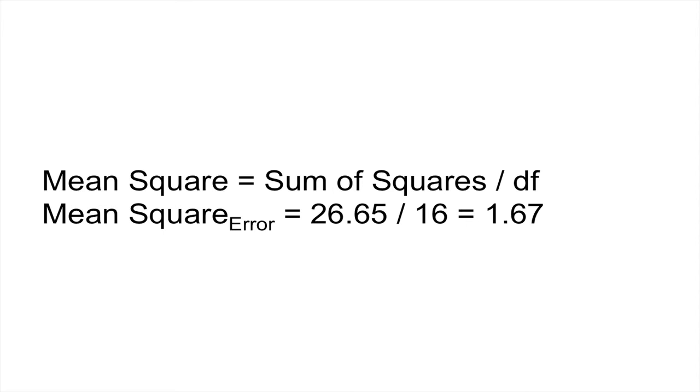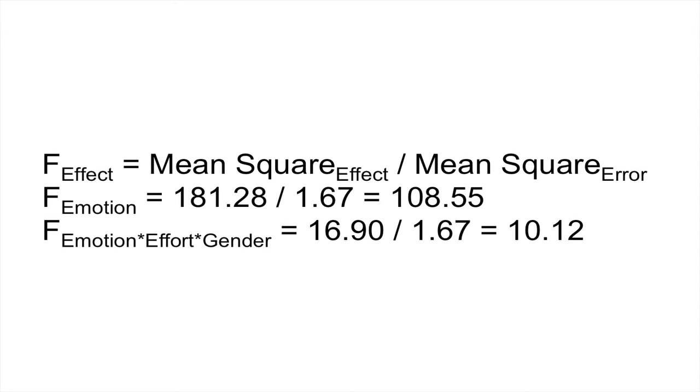So if we put that into use here, we see that the F for the main effect of emotion equals the mean square for that effect divided by the error, which equals 108.55 in this case. Just to show that exactly the same logic applies for however high interactions you want to get, we take the sum of squares for our three-way interaction divided by that error estimate, and we get 10.12.